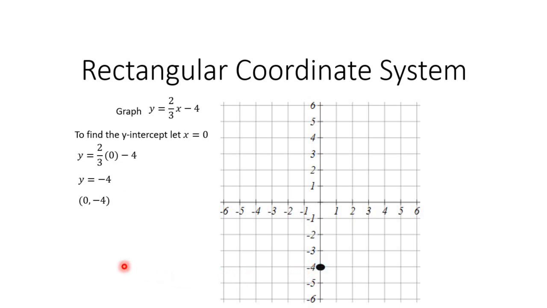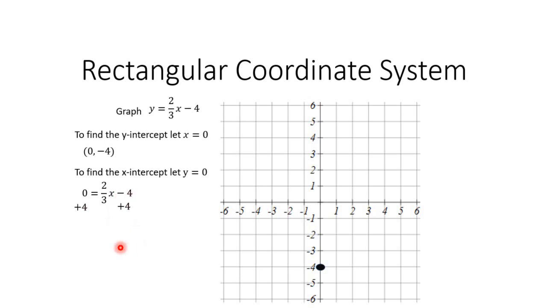(0, -4). So let's do the same thing and find the x-intercept. So we're going to let y equal 0 now. Instead of letting x equal 0 like we did before, now we're going to put a 0 in for y. So we replace y in this equation with 0, and we get this. Now we're going to solve for x. We're going to add 4 to both sides to get rid of the minus 4. We get 0 plus 4 is 4, and then the 4 and the negative 4 cancel on the right side. So I just get 2/3 x.